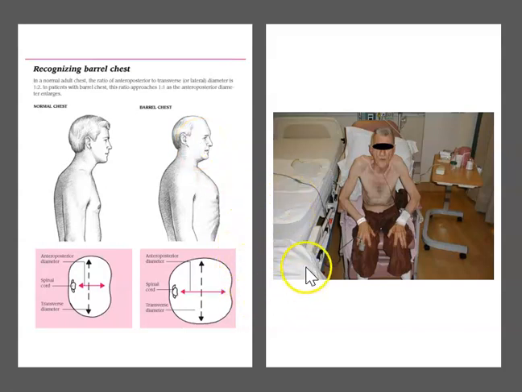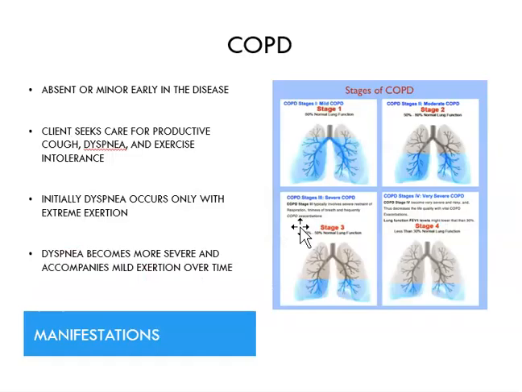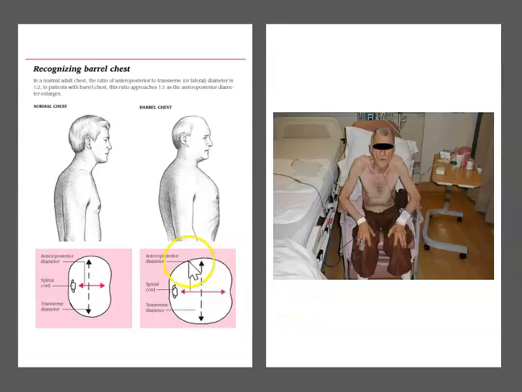Their body's trying to compensate. So the barrel chest, that's going to be due to air trapping and hyperventilation, and it increases the AP chest diameter. So again, they're trying to compensate. In the tripod position, they sit up, they lean forward, they rest their hands on their knees or on a table.